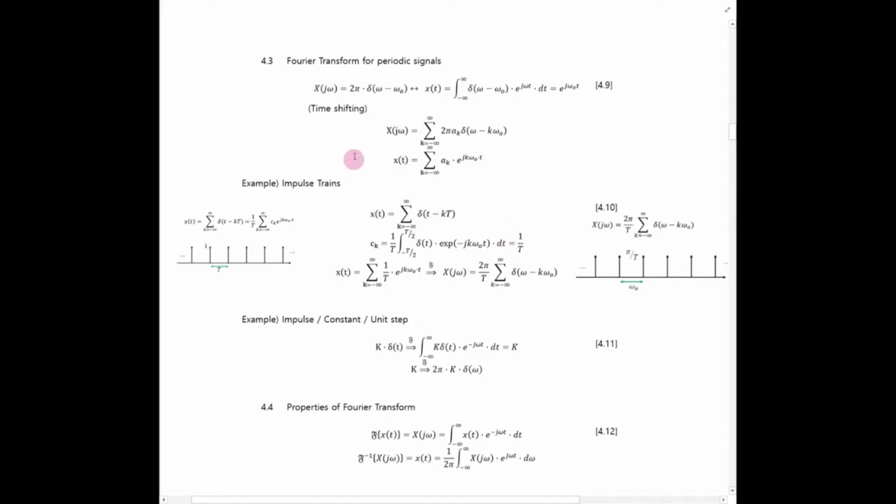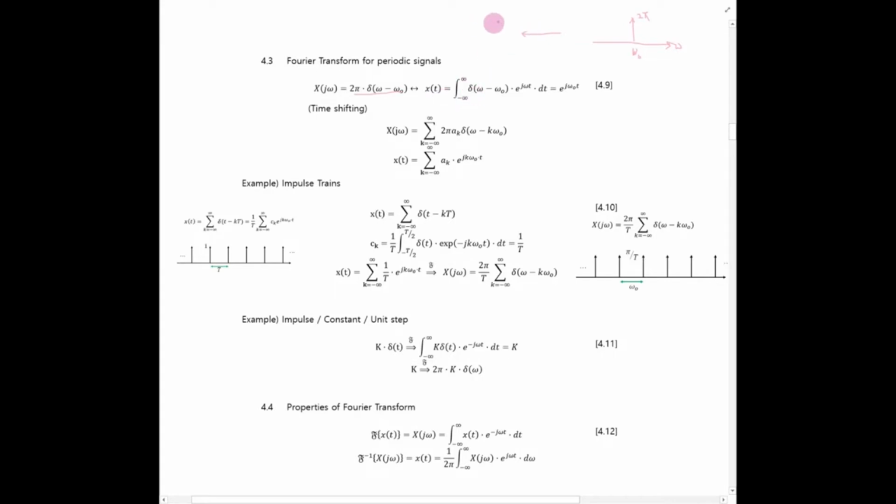Here we show how to make a Fourier transform for periodic signals. We know that the delta function in the frequency domain looks like this. It's only non-zero at omega equals omega 0, and that's 2 pi times delta of omega minus omega 0. So if it is given, then we can take the inverse Fourier transform of that.